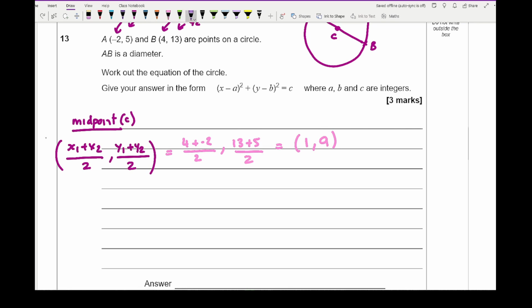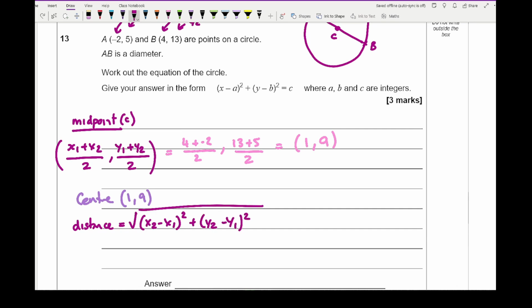And then as we've got the midpoint, my center coordinate is at 1, 9. I then need to work out the distance of AB. So looking at the distance, I use this formula here. Let me just write down the formula here. Let's go for a different same color. So the distance is equal to the square root of x2 minus x1 squared plus y2 minus y1 squared.